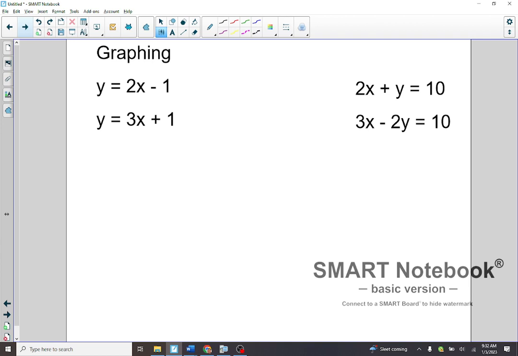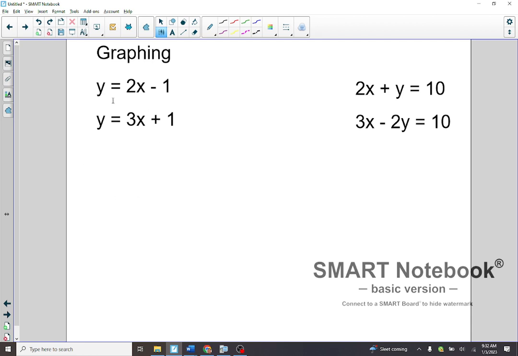Do you want to graph it? Do you want to substitute it? Wait, so we don't have to graph if we don't want to? No, there is a graphing section, but then at the end there's an option for 2 more questions where you could do whichever method you want.